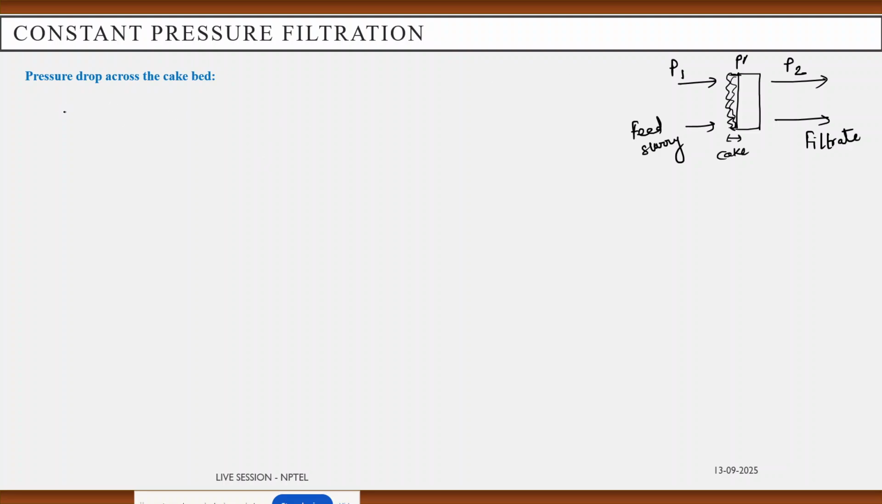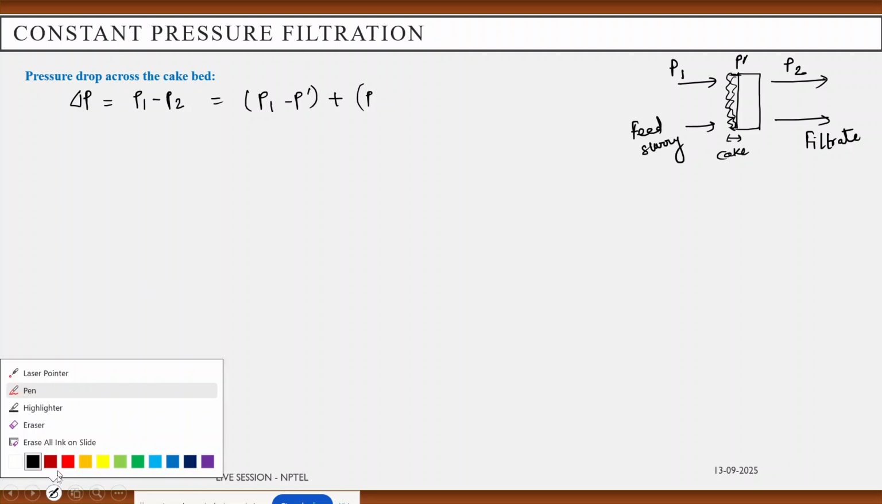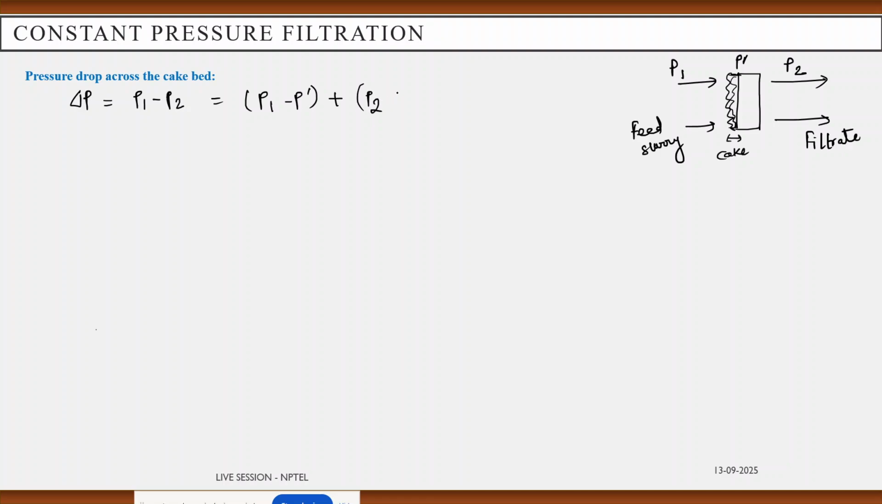So we can write that in constant pressure filtration this pressure drop, delta P, is P1 minus P2, which can also be written as P1 minus P dash plus P dash minus P2. This delta P is the total pressure drop caused by the cake as well as the medium.